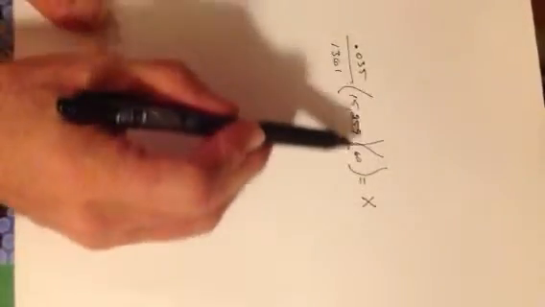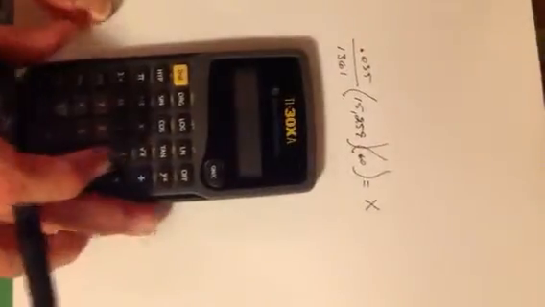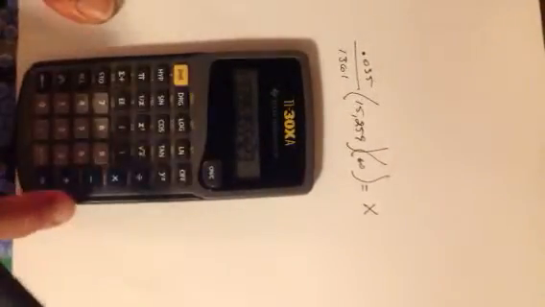0.035 divided by 1361 times 15,259 times 60 is equal to x. So I now have my x. Now all I have to do is calculate this out to know what it's going to equal. Let's just do that real quick.